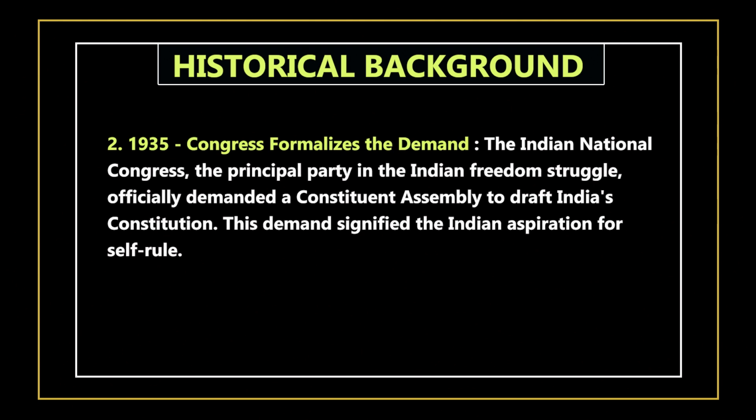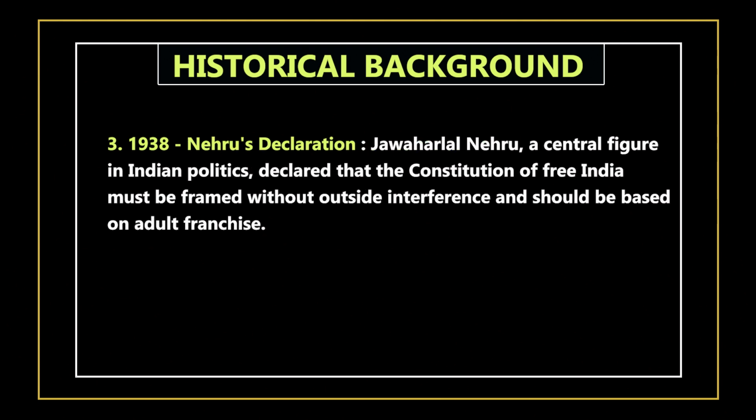Second was in 1935, the Congress formalizes the demand. The Indian National Congress, the principal party in the Indian freedom struggle, officially demanded a Constituent Assembly to draft India's constitution. This demand signified the Indian aspiration for self-rule. The third is 1938, Nehru's Declaration. Jawaharlal Nehru, a central figure in Indian politics, declared that Constitution of Free India must be framed without outside interference and should be based on adult franchise.